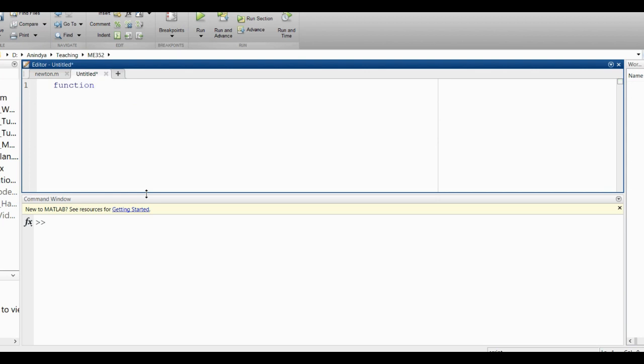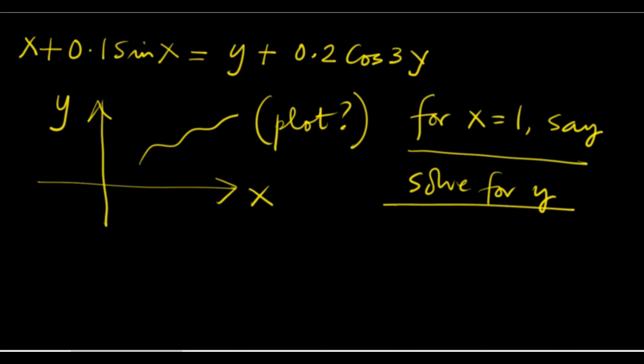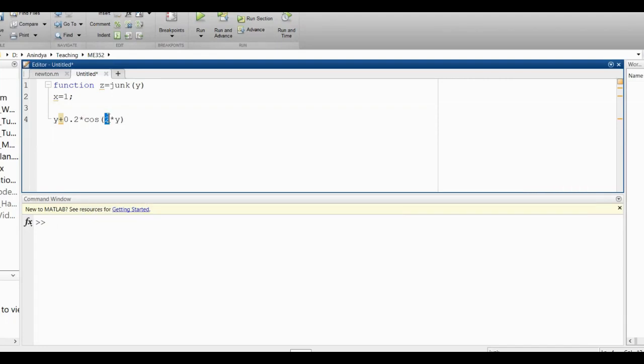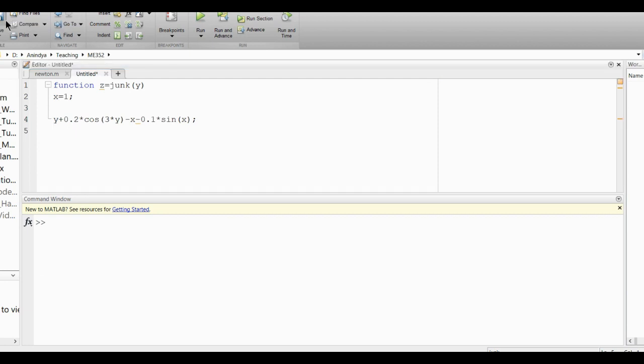I say function z equals junk of y, and I say x equals 1, and then I say y plus 0.2 times cos 2 times y. I think that's my equation. No, cos 3 times y minus x minus 0.1 times sine x. Given x, what is the y for which this is 0? This is in some function suitably called junk, because I don't really care about this too much. I save it as junk.